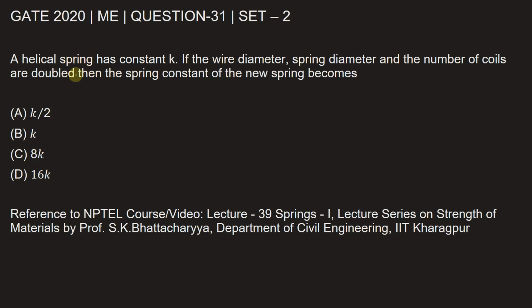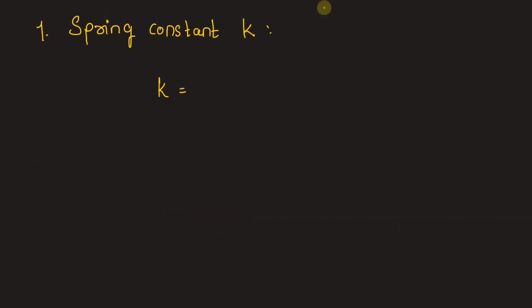Let's see how spring constant is calculated. Spring constant K is given as force on the spring per unit of its deflection. And after taking the partial differential of energy with respect to the force itself, we get the value of K as G d to the power 4 divided by 8 D cube N.